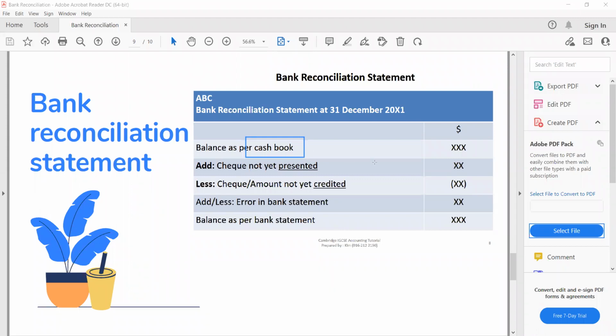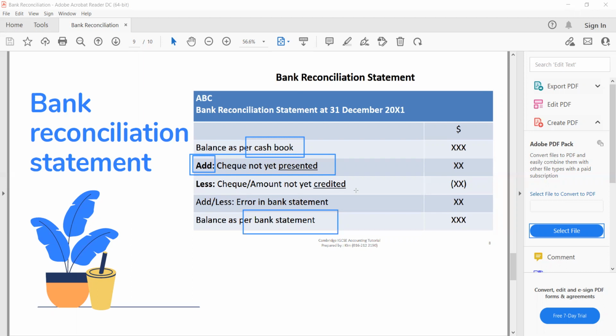Add checks not yet presented, which are checks already updated in the cash book but not appearing in the bank statement. Why do we add checks not yet presented? Because from the bank statement point of view, the bank has not paid out this money. Therefore, the bank statement should have more money compared to the cash book. That's why we add.